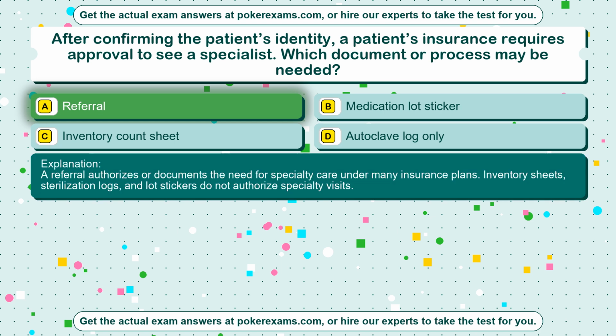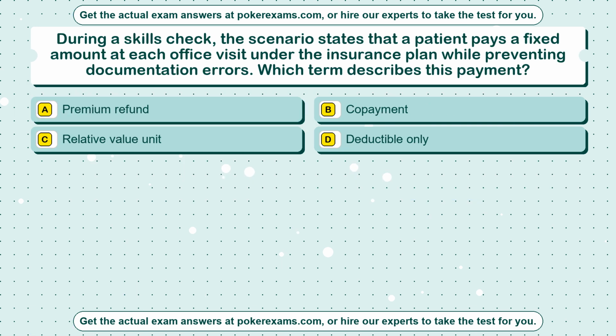A referral authorizes or documents the need for specialty care under many insurance plans. Inventory sheets, sterilization logs, and lot stickers do not authorize specialty visits. Question 60. During a skills check, the scenario states that a patient pays a fixed amount at each office visit under the insurance plan while preventing documentation errors.